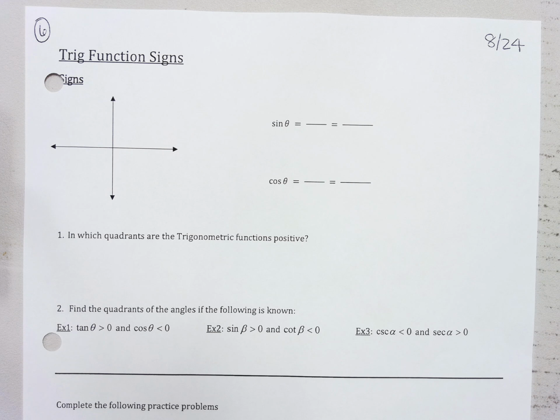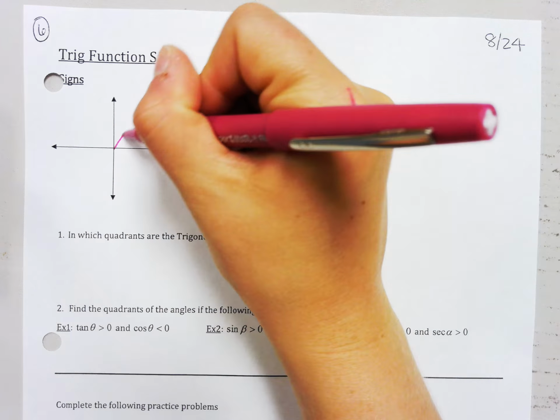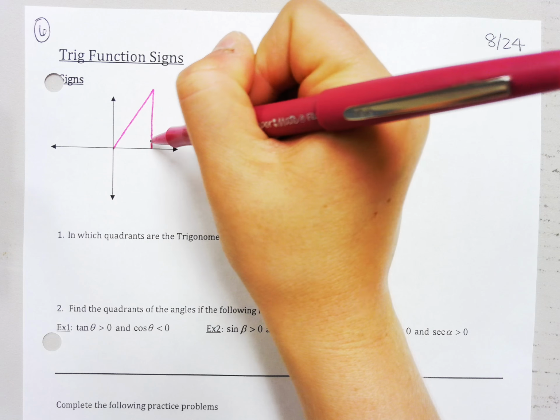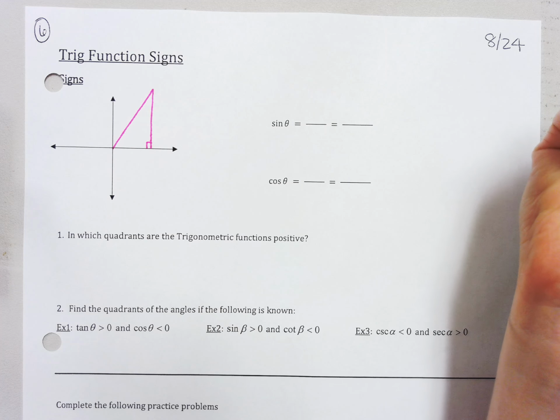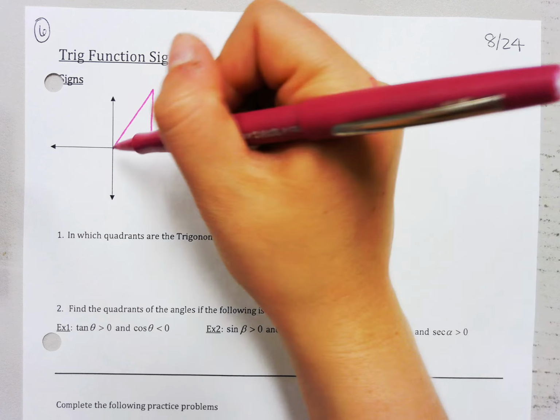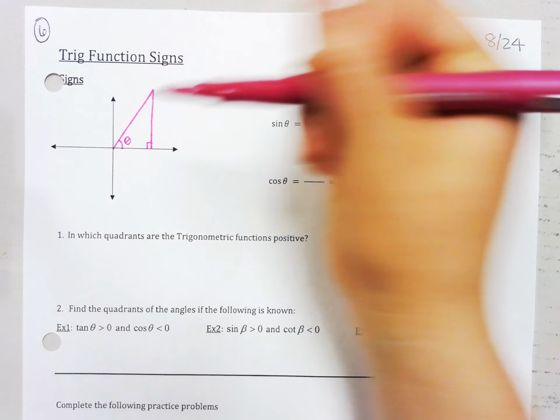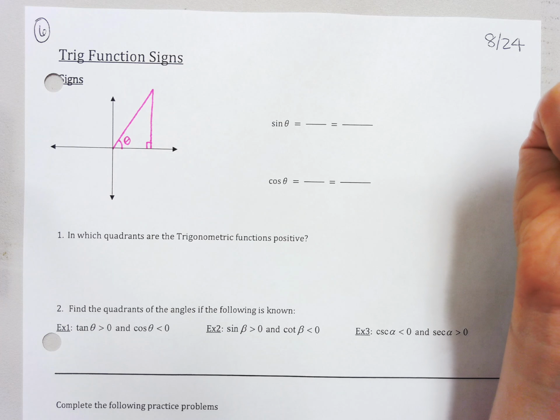So we've already drawn this picture before. We know that we can draw reference triangles in any one of our quadrants. So I'm going to start with quadrant 1. This is our reference angle. It's always formed between the terminal side and the x-axis.